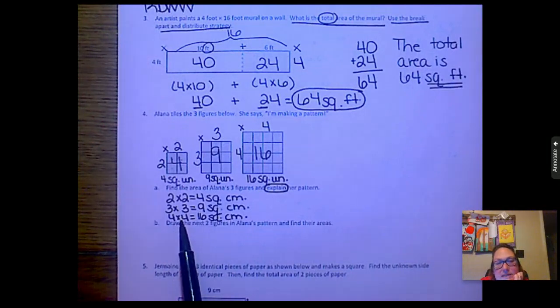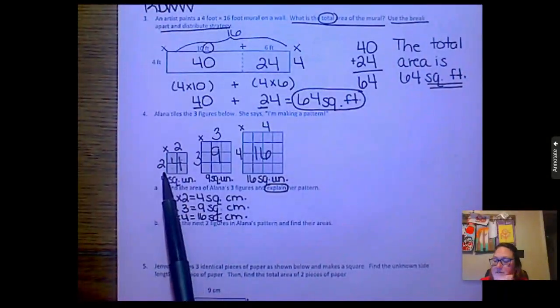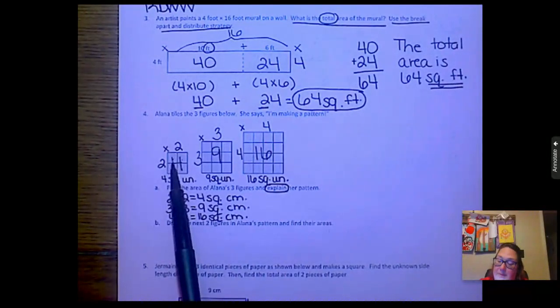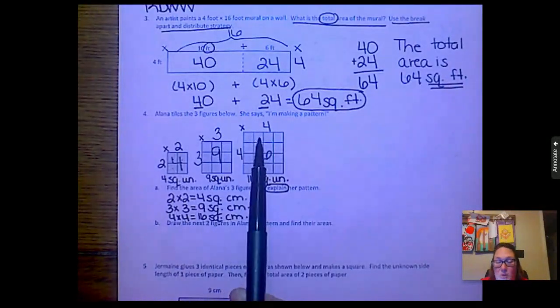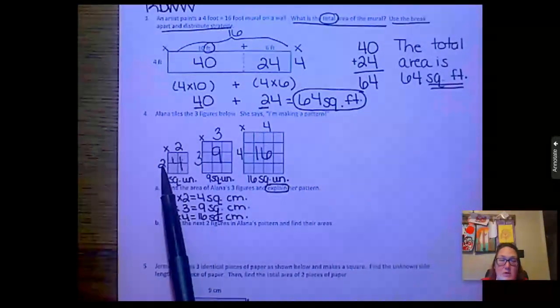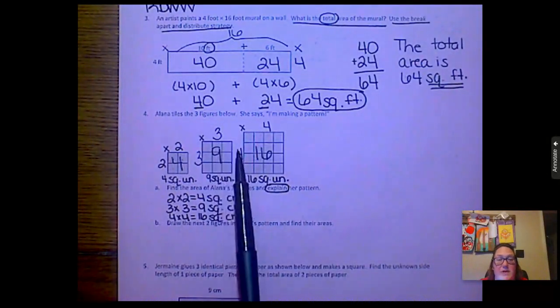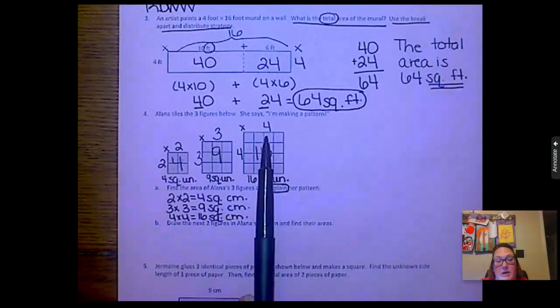What pattern are you seeing? One pattern I'm seeing is that the number of rows and the number in each row is the same, right? And then it's increasing by 1 each time. So here we have 2 rows and 2 in each row. Then we have 3 rows and 3 in each row. And then we have 4 rows and 4 in each row.